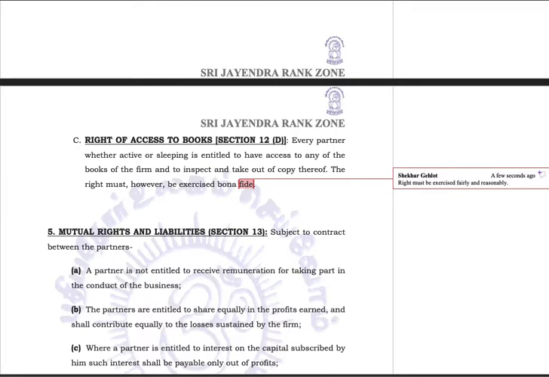This right must be exercised fairly and reasonably. It is not that every second week you will seek the books of account and take photocopies. A partner is not entitled to share the books of accounts with the general public. It does not mean that you have a right to take a copy of the books of accounts and distribute the copies to other people who are not associated with the firm.